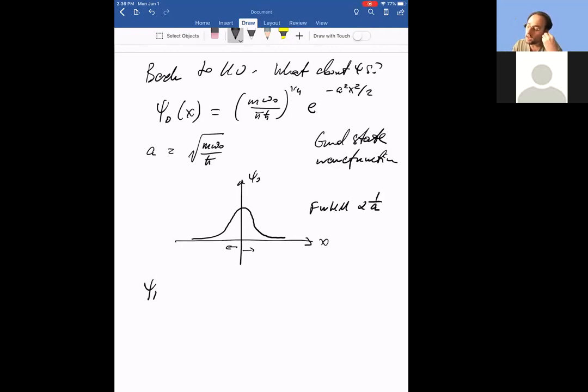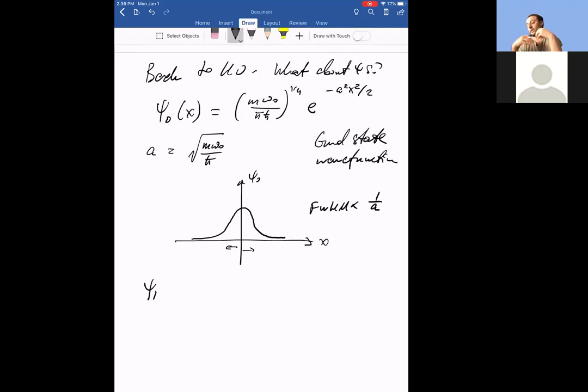So the larger the A, the more localized this wave function is. In other words, the larger the spring constant, so the larger the omega naught, the larger A is, and then it's more and more localized around the equilibrium point.